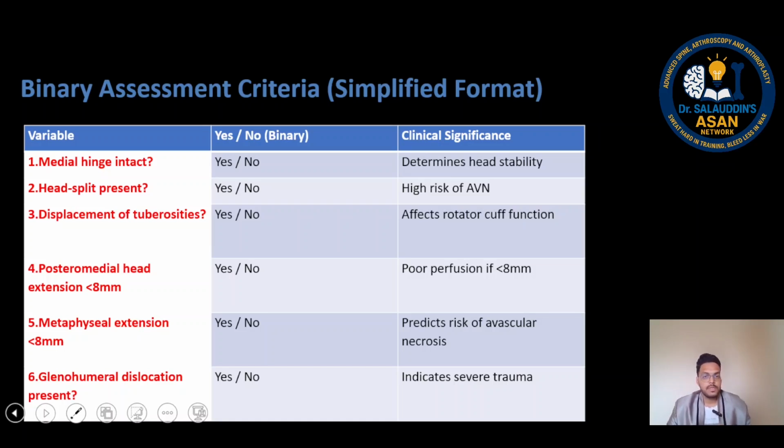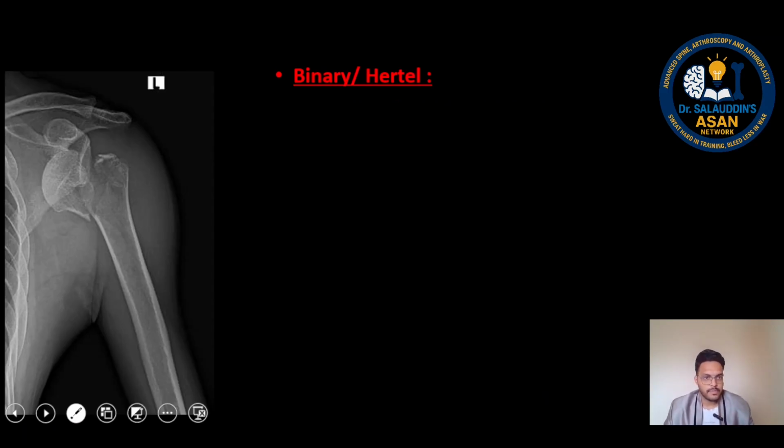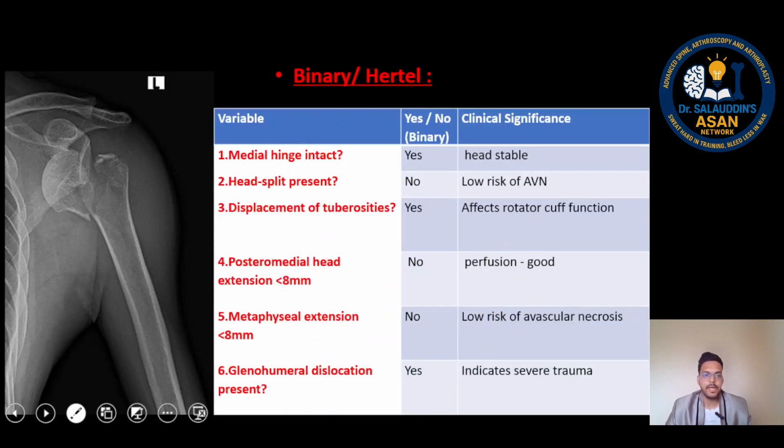So we will come back to the same X-ray that we have seen in the AO classification and the Neer's. So this is the same X-ray. Now ask the same questions that I have given in the binary criteria. So is the medial hinge intact? Here the medial hinge is intact. If it is intact, the head may be stable. Is the head split present? No, the head split is not present, so there is a low risk of avascular necrosis.